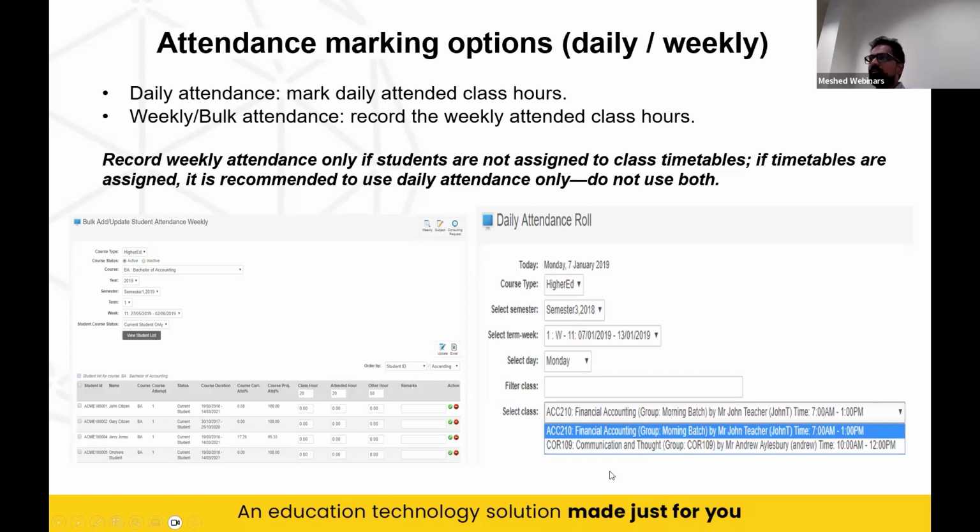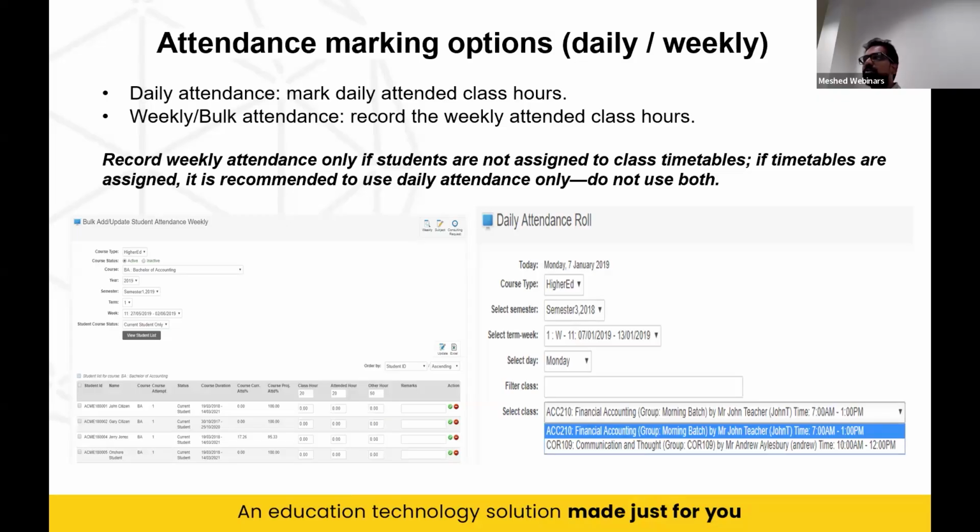Generally, we recommend using the daily class attendance. The weekly attendance is not recommended. If you're creating class timetables and enrolling the students into these class timetables, then it is advised and recommended to only use the daily class attendance. Weekly attendance is for the platforms or the colleges who are not creating class timetables and not assigning the class timetables to the students.